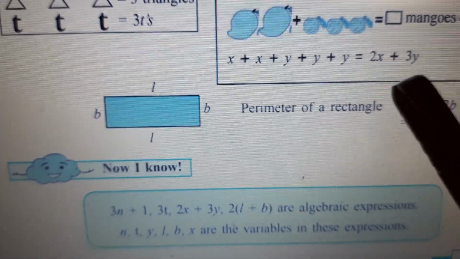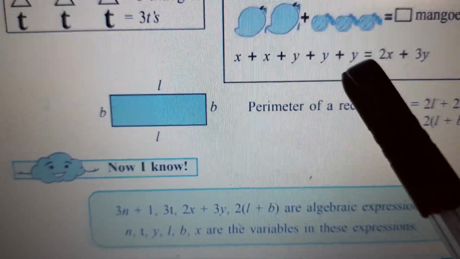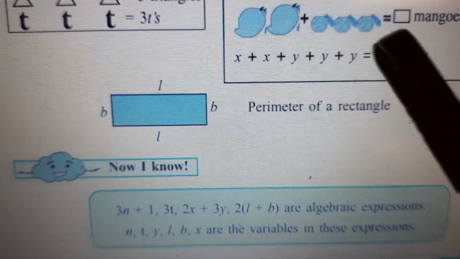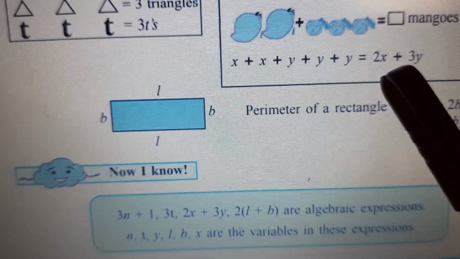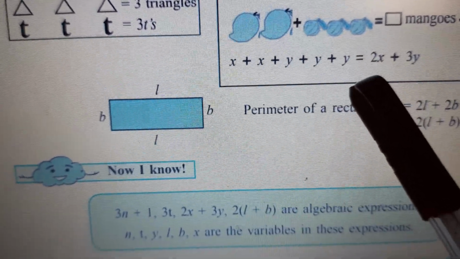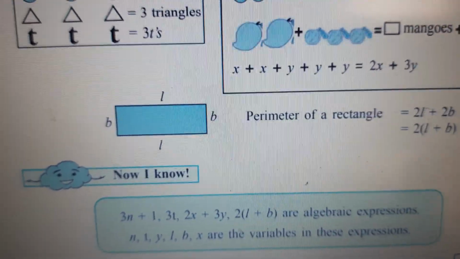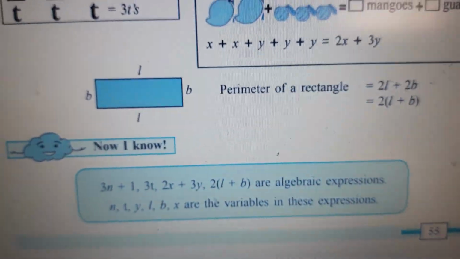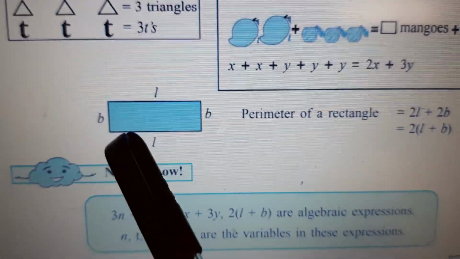It is a binomial. Binomial, because 2x, whenever it is multiplication and division, the term becomes 1. You know that. So plus is separating these two terms. 2x is the first term, 3y is the second term. So 2x plus 3y is an algebraic expression. So similarly here we have a rectangle.